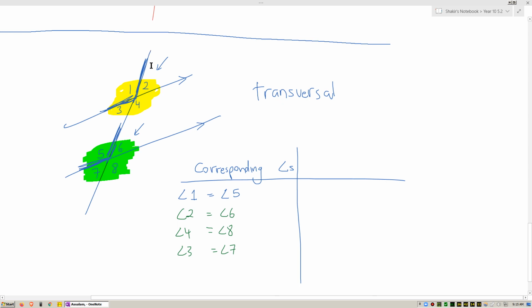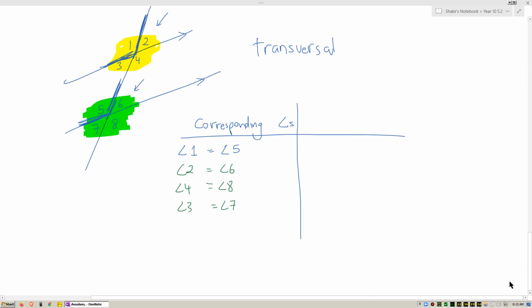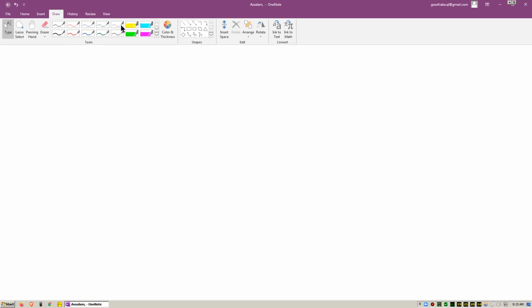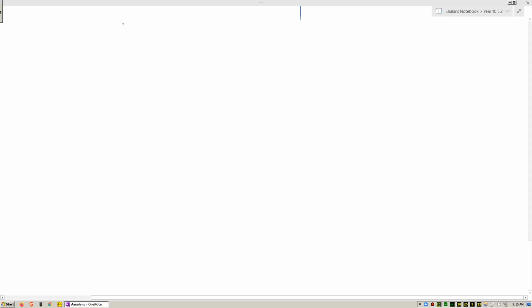Okay, hopefully you've understood that. We are going to move on. That's corresponding. We've done corresponding. So now I'm going to do cointerior. And if you want, you can pause the video, rewind it, make sure you really understand it. Alright, we're now doing alternate. Let's do cointerior first. Cointerior angles. Now, same premises as before.